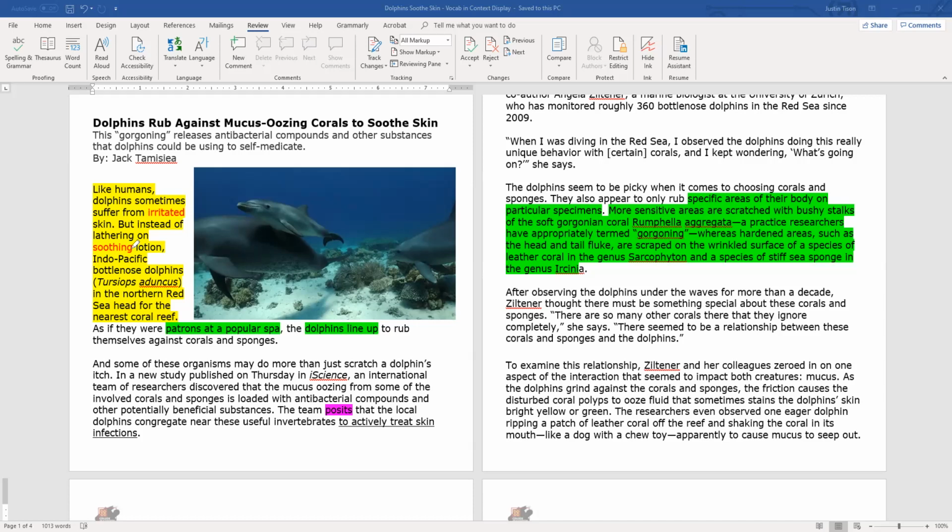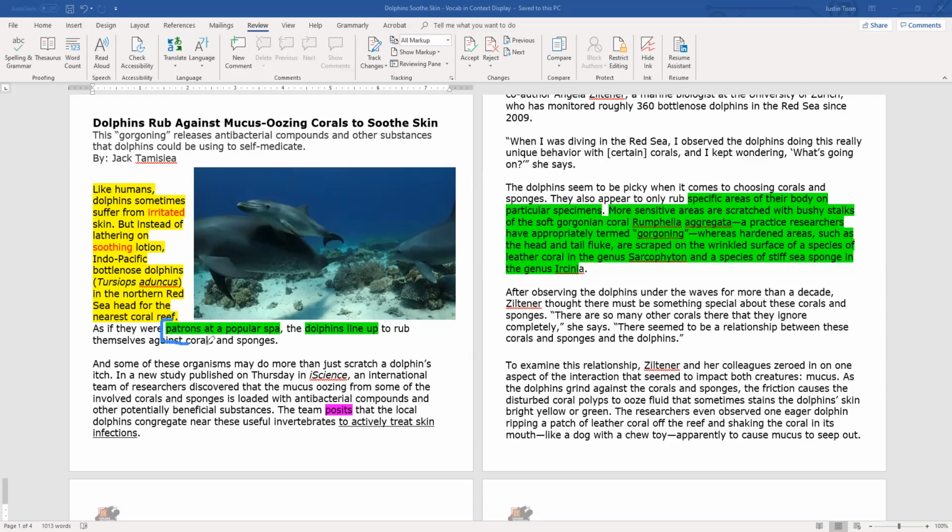The point of vocabulary and context isn't to get a dictionary definition of the word. It's to get you to a place where you can understand what they're saying. If you don't know what irritated skin is, skin that's red, scratchy, itchy, then you're not going to understand why they're putting soothing lotion on themselves in the northern Red Sea at the nearest coral reef. So those two words are connected as antonyms to help us get a general sense of what they're talking about.